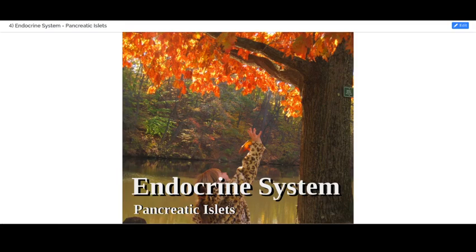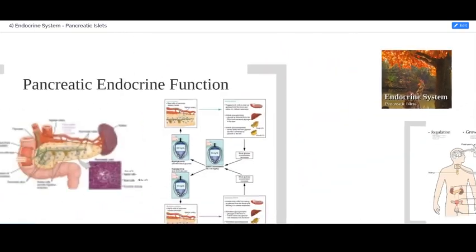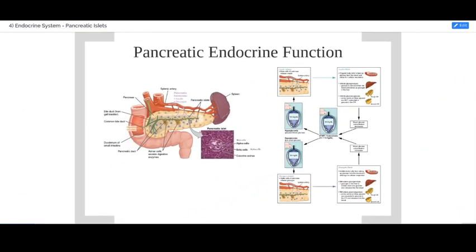In the next few sections for the endocrine system chapter, we're going to consider particular examples of endocrine function, starting with looking at the endocrine function of the pancreas. The pancreas is often referred to in terms of endocrine function. However, it's actually not primarily an endocrine gland.